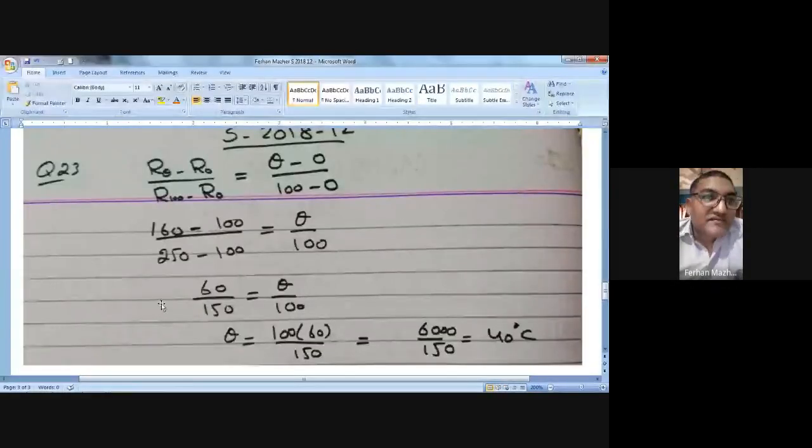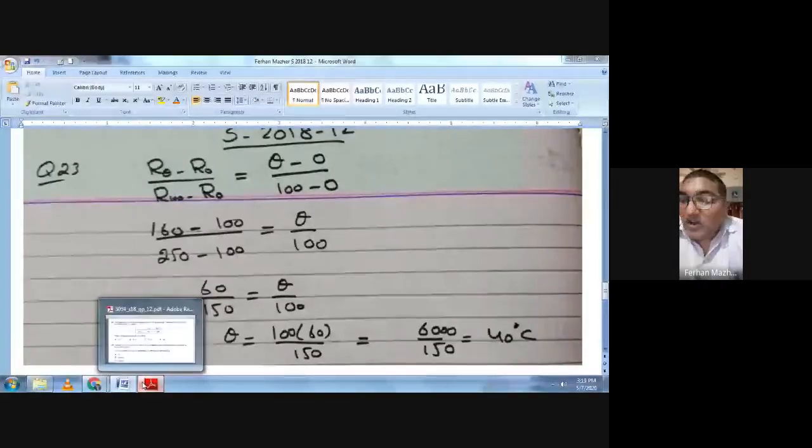40 degrees centigrade. I hope you have understood this famous numerical. B is the option. Number 23, B is the option.